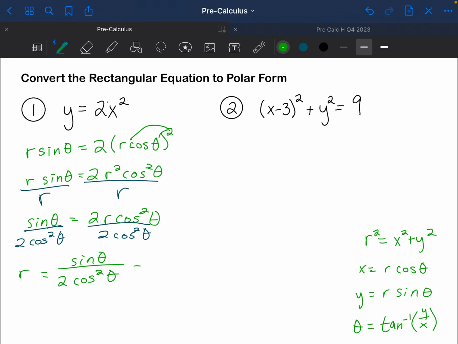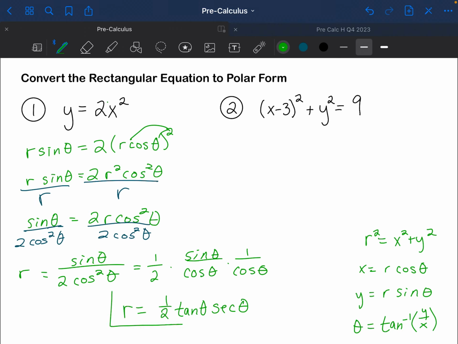Let's split this up into 1/2 times sine of theta over cosine theta times 1 over cosine theta. Right, all I'm doing is splitting up that denominator, making sure when we multiply all these back together, we get the original. But now we can rewrite it. Sine over cosine, well, that's just equal to tangent. 1 over cosine, that's secant. And then don't forget about the 1/2. Now we're done. So fun. Let's try another.